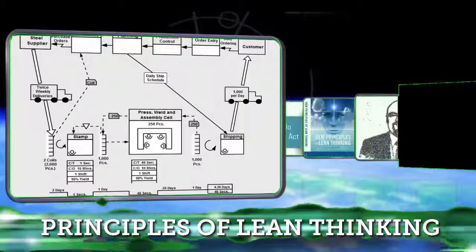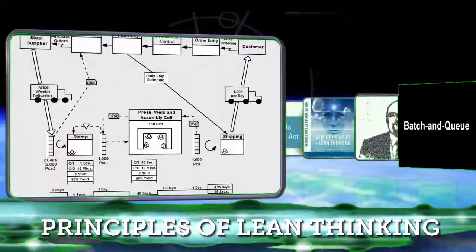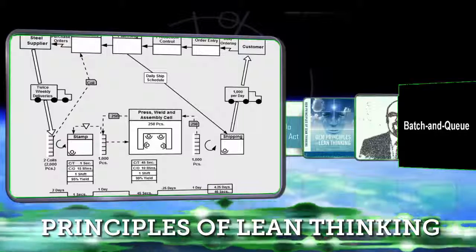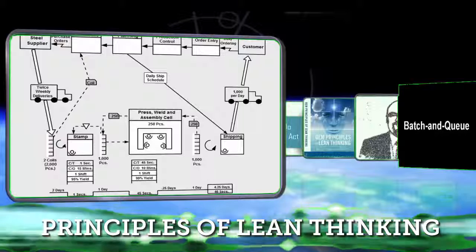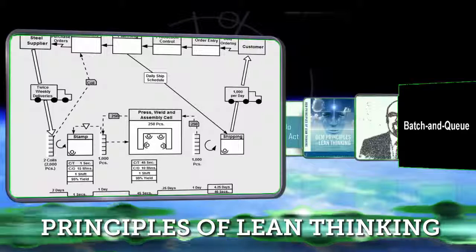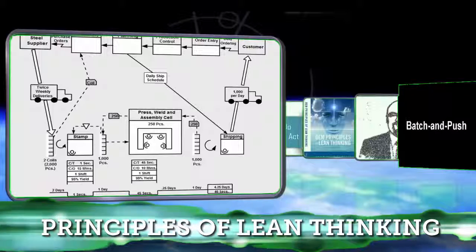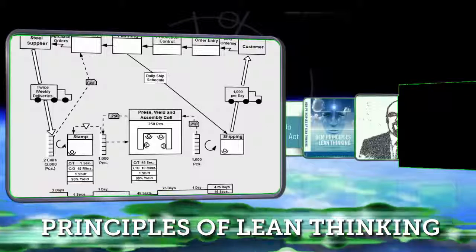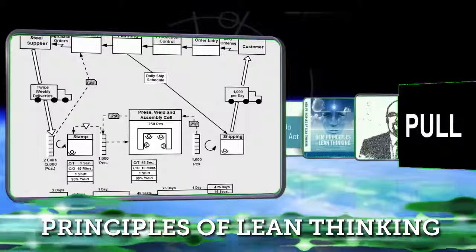Our original value stream map identified what is called a batch and queue production system. This means that we are producing more than one piece of an item and then moving those items forward to the next operation before they are actually needed there. Thus, items need to wait in a queue. This is also called a batch and push system. In contrast to this is the concept of a pull system.